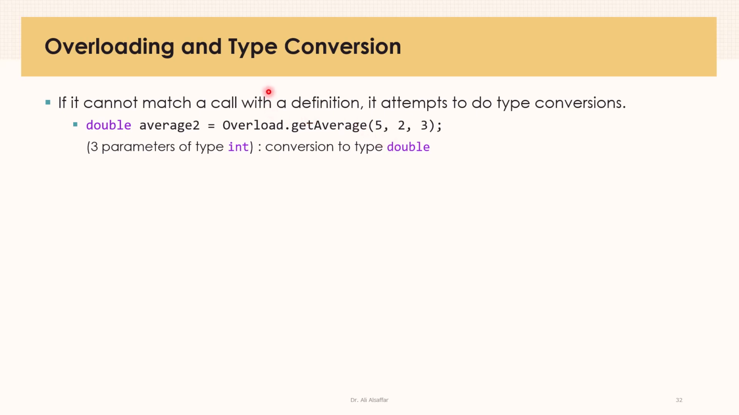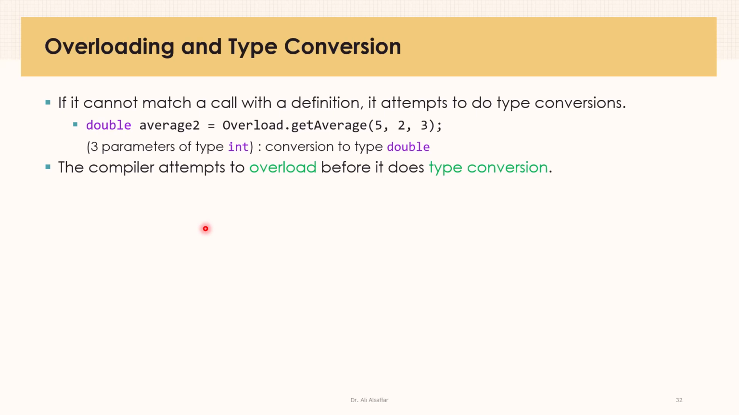So what the compiler will do is try to do type conversion. Since integers can be converted into double, the compiler will convert the input parameters from integer to double and will call the overloaded method. Generally speaking, the compiler attempts overloading before it does type conversion. In other words, if it could not find an exact match for the input parameters in any of the method signatures, then the next step is to try type conversion.